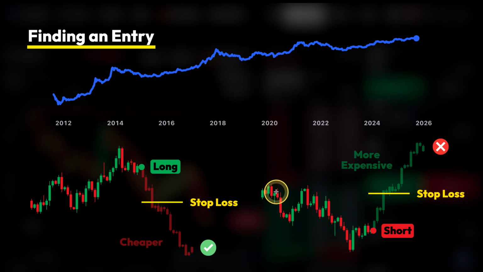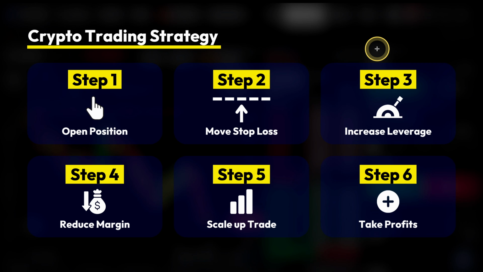On the other hand, if you're wrong in a short trade, so you bet on falling prices, but the price rises instead, again, you make a small loss by being stopped out here, and Bitcoin is now also more expensive to buy back. Alright, so now let's get into the 6 steps of how to practically open a position.